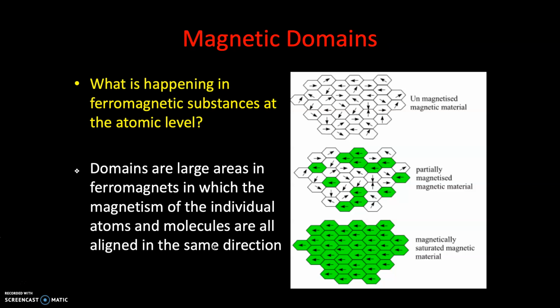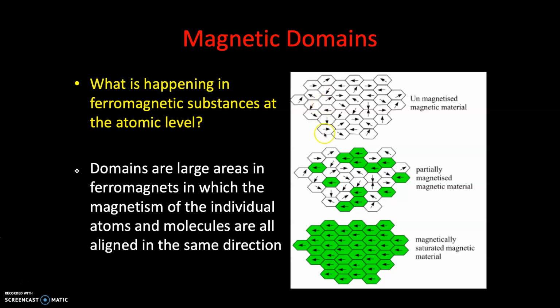So iron, nickel, cobalt. Why are these substances naturally magnetic? What is happening in ferromagnetic substances at the atomic level? Well, here we have groups of atoms, and we call these groups of atoms domains. Now, normally these domains or groups of atoms are scrambled. They're all facing different directions. And if they're facing different directions, you don't produce a magnetic field. Your substance is not magnetic.